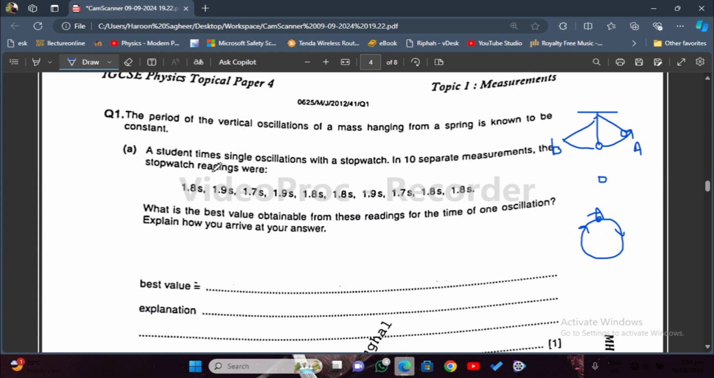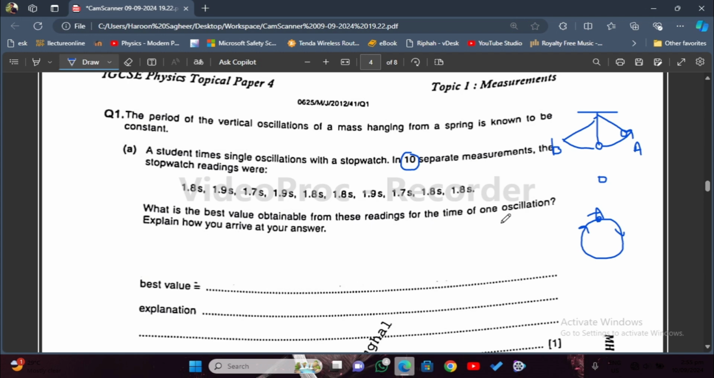Right, anyways, a student timed a single oscillation with a stopwatch in 10 separate measurements. The stopwatch readings are these. Well, these are the time measurements, 1.8 seconds. First, it took 1.8 seconds to arrive at A, then 1.9, then 1.7, 1.9. All of these readings have been taken. These are a total of 10 readings. So what is the best value obtainable from these readings for the time of one oscillation?